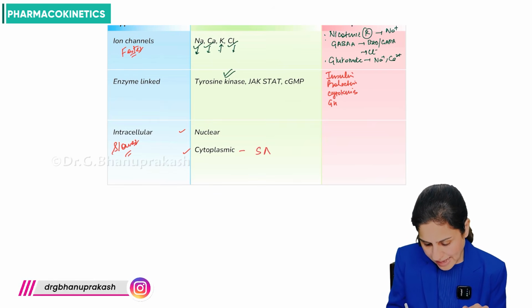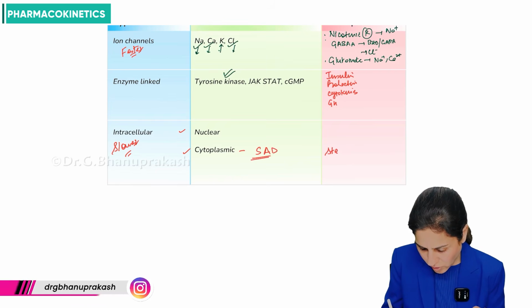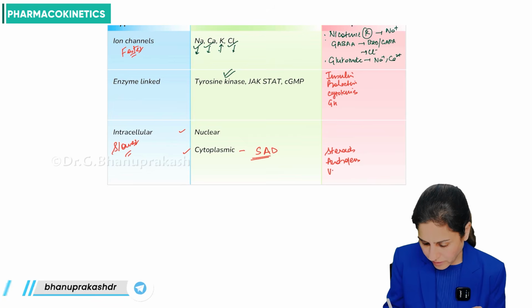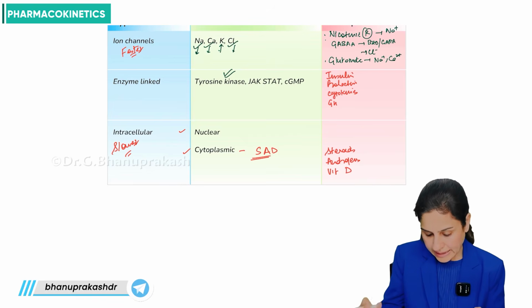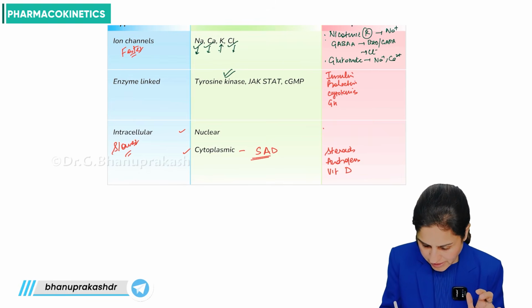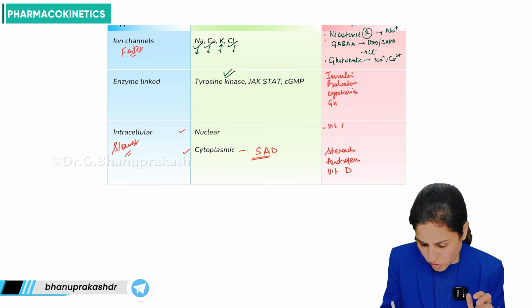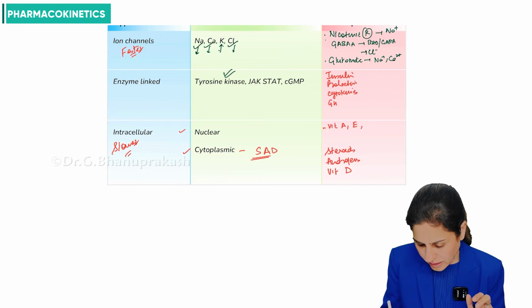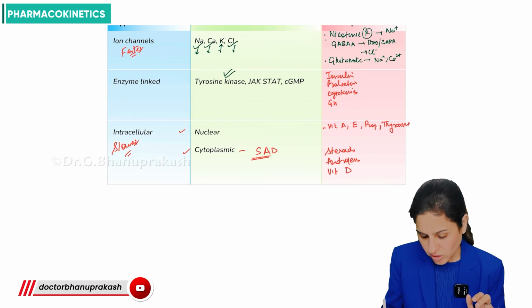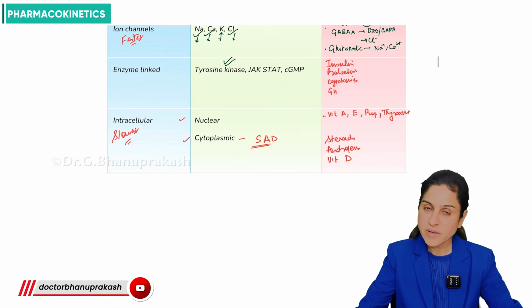Remember the mnemonic SAD. SAD, SAD. So here we have steroids, then we have androgens, and then we have vitamin D. The rest of the hormones, basically, are the nuclear ones. Another one is vitamin A, estrogen, progesterone, thyroxine. So they all are the nuclear type of receptors.